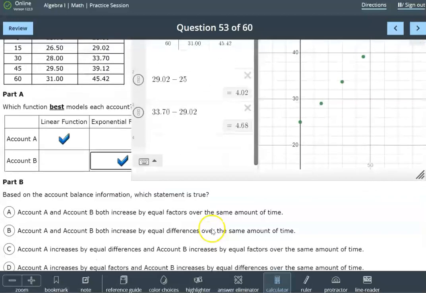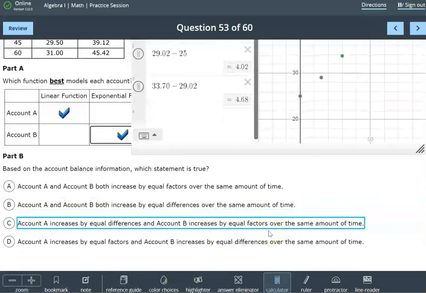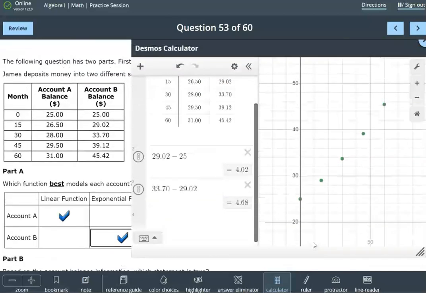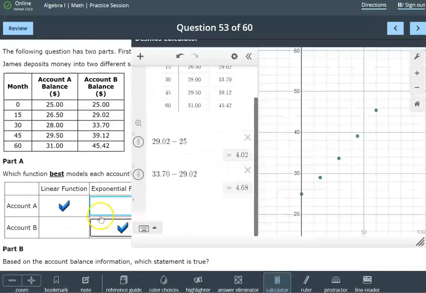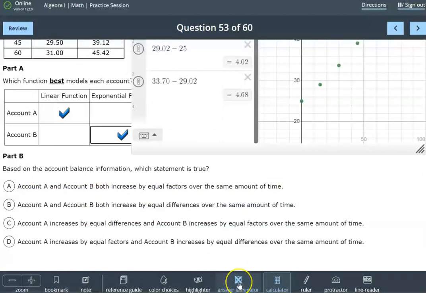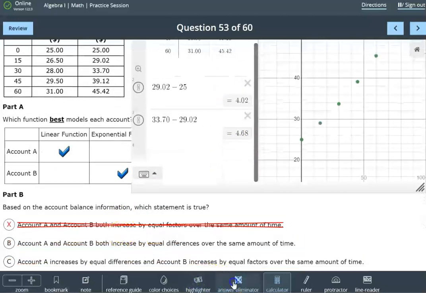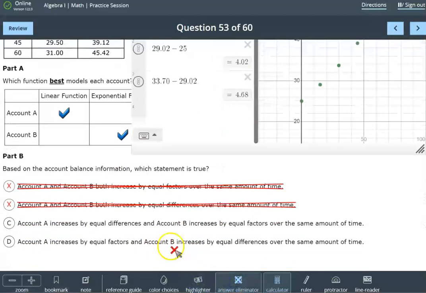So now let's go down to the next one. Based on the account balance information, which statement is true? Both are increasing by equal factors. Factors means you're multiplying. Well, no, I'm adding $1.50 on account A, so that can't be true. So I'm going to not choose that one. Let's use our answer eliminator and cross out answer choice A. Account A and B both increase by equal differences. Well, no, because I just checked the differences for these two right here, and they were not the same. So that's not true either. So answer eliminator, get rid of B. We're down to two answers.